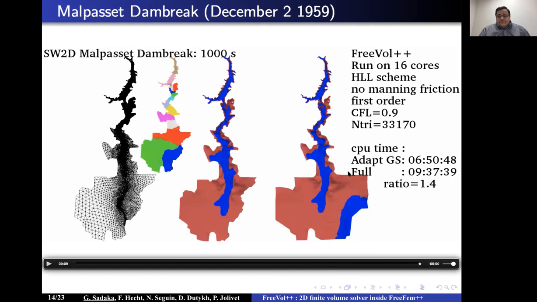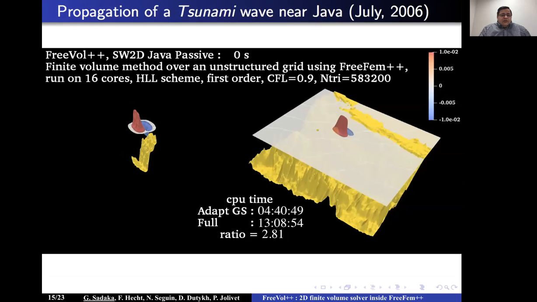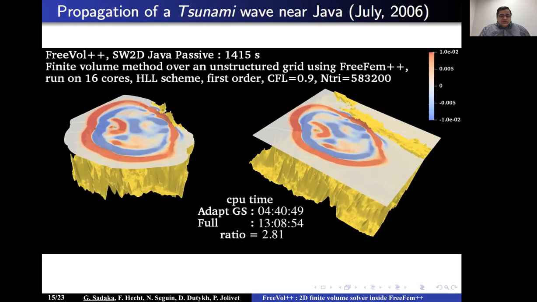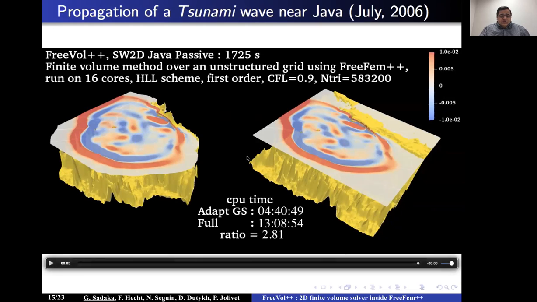So it works with FreeVol, and this one for tsunami waves propagation. So also I tested with this one with the domain adaptation, parallelization, and everything is okay.